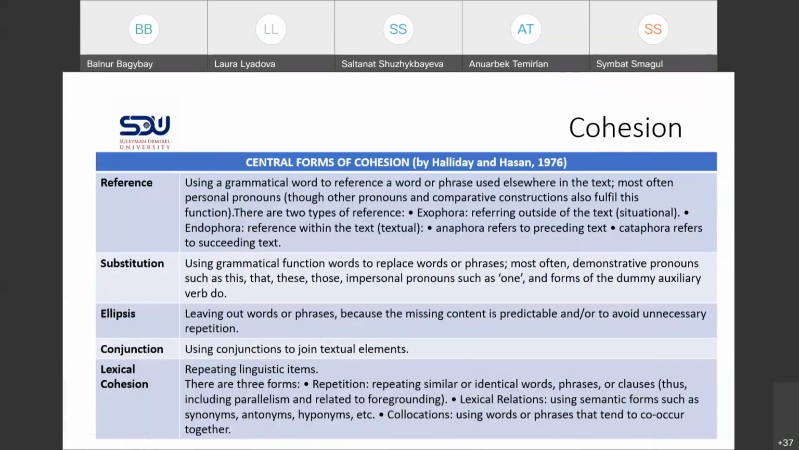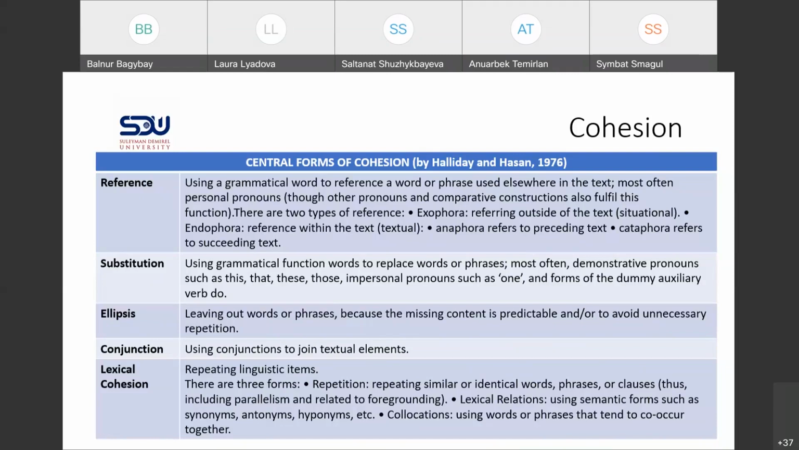And one more thing, probably you will find it boring, but I find it quite easy peasy. You will find it easy peasy as well. So these are the central forms of cohesion. The table was developed by Halliday and Hasan. They gave a wonderful description of cohesion and its forms. The first one is reference. So what is reference? It is the usage of grammar words to reference a word or a phrase that is used elsewhere in the text. Mainly references are personal pronouns.